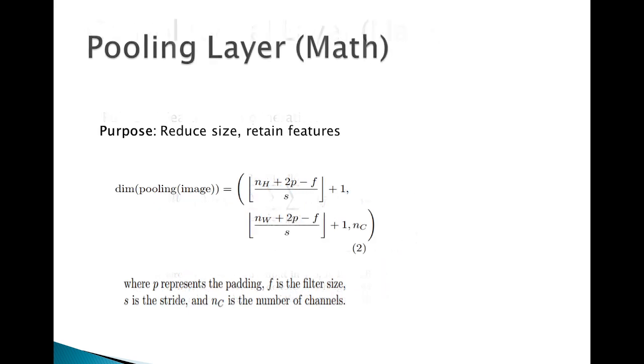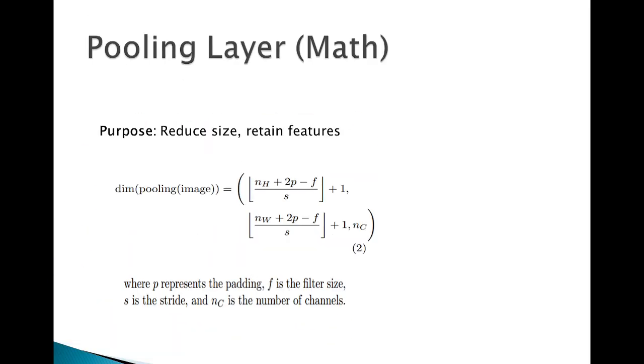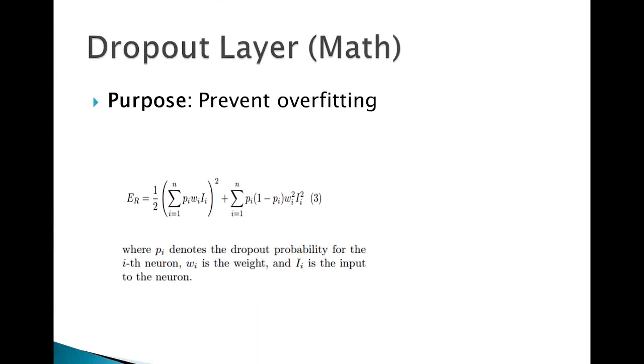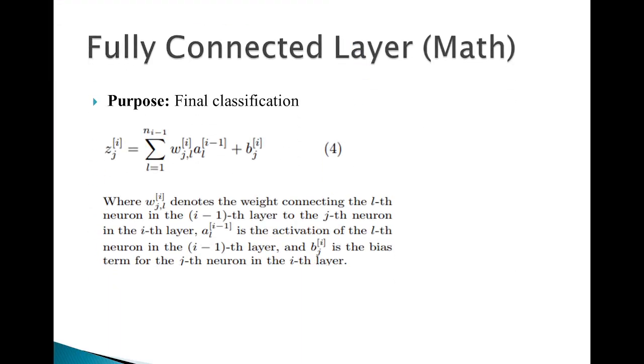Here is the convolutional layer, which they use for feature map generation. To reduce the size and retain features, they use the pooling layer. After that, they use the dropout layer, with the mathematics here, to prevent overfitting. And here is the fully connected layer. The equation is here, you can have a look.